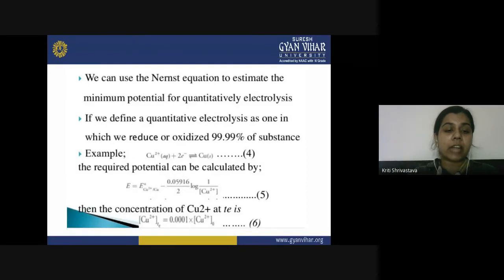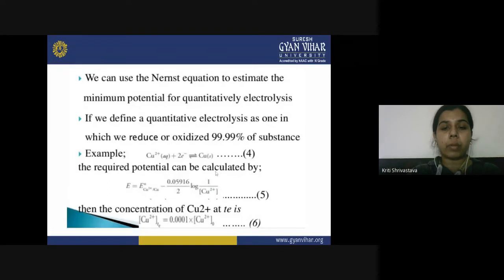Now, if we define a quantitative electrolysis as one in which we reduce or oxidize 99.9% of the substance, this is the condition of exhaustive electrolysis, that your analyte should be reduced or oxidized up to 99.99%. So we can use the same assumption to calculate the required potential for the electrolysis. The example taken here is a copper salt present in the aqueous medium, gaining 2 electrons and getting converted into copper solid form.